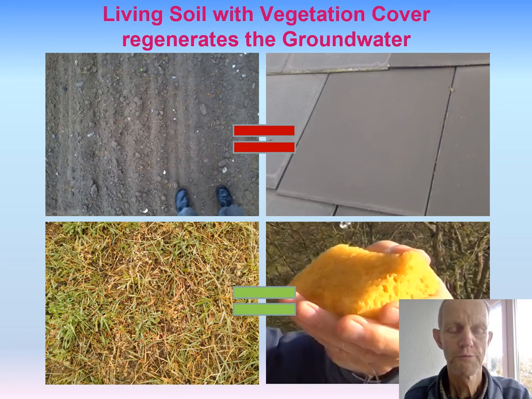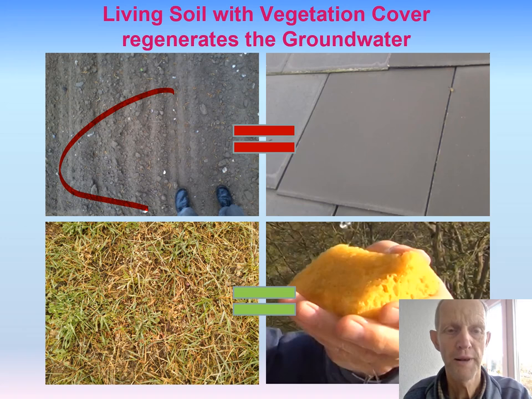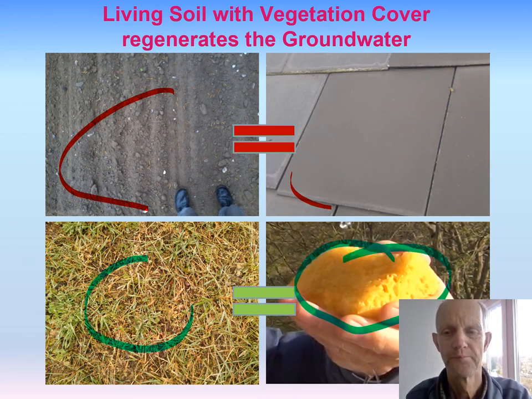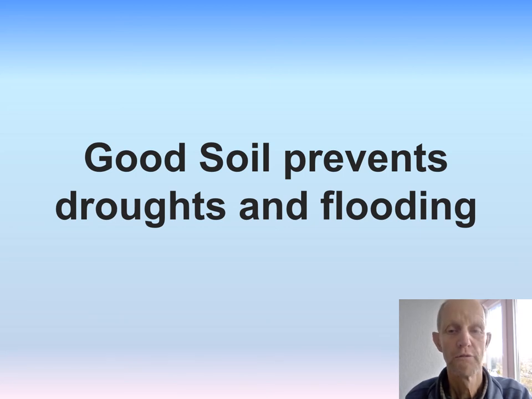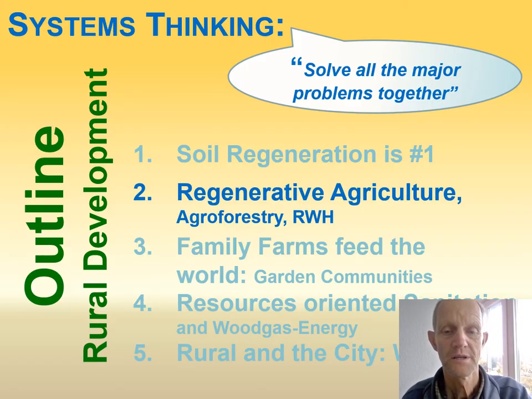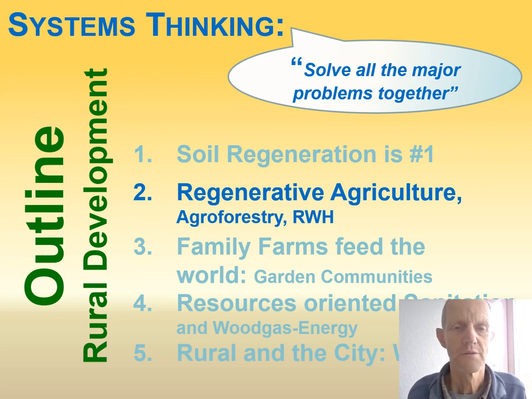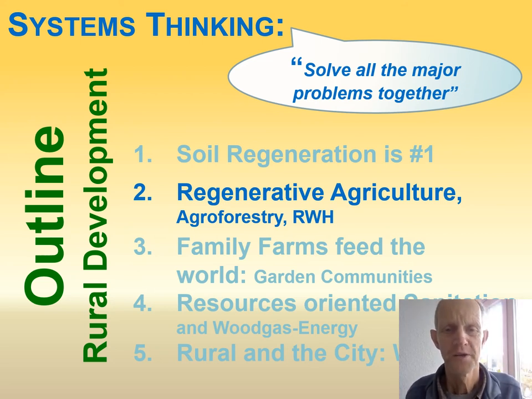So this would be soil that has been depleted by plowing and also by biocides that are killing off the soil life, fungicides killing off the mycorrhizal network. And so this soil equates to like roof tiles a bit. To the contrary, if we have soil that is managed in such a way, this is like a sponge, and that's what we want. Good soil prevents droughts and flooding. And that's where we go. Soil restoration is the key, and making soils alive again can be done.